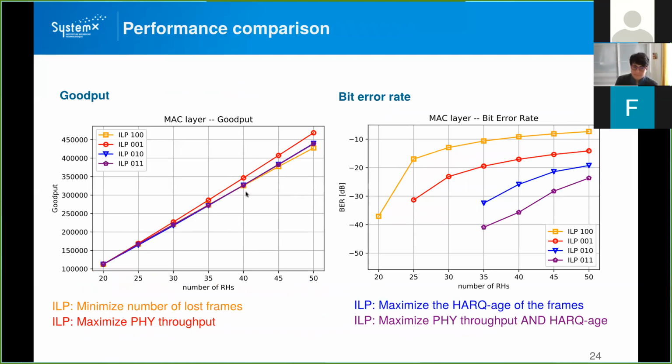Starting from the goodput, maximize throughput stays the better choice if goodput is the only thing you care about. The other 2 strategies are improving a little bit with respect to minimizing the number of lost frames, but not so much. But on the other hand, if you look at the bit error rate, you see that you have a huge improvement when considering the HARQ retransmission age, and in combining retransmission age with throughput maximization, you have an even bigger gain. So we had a good idea after all.